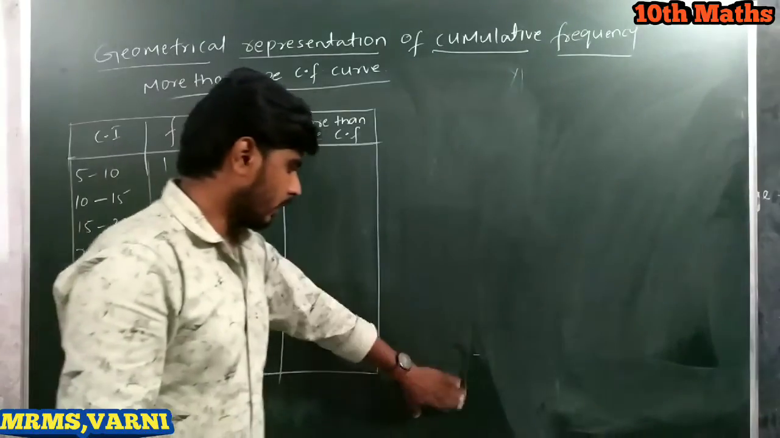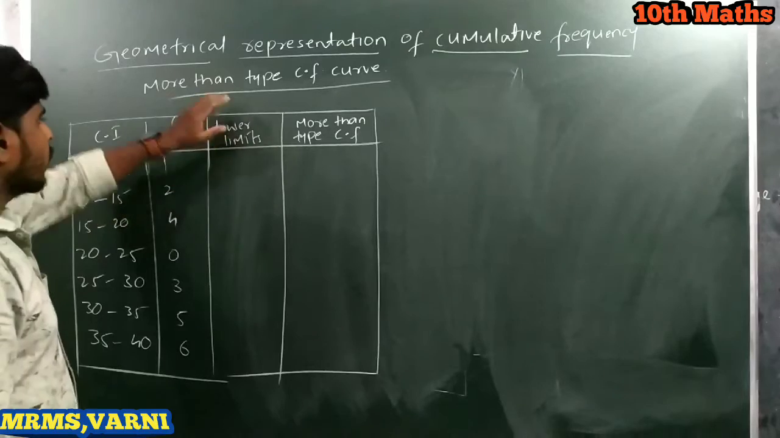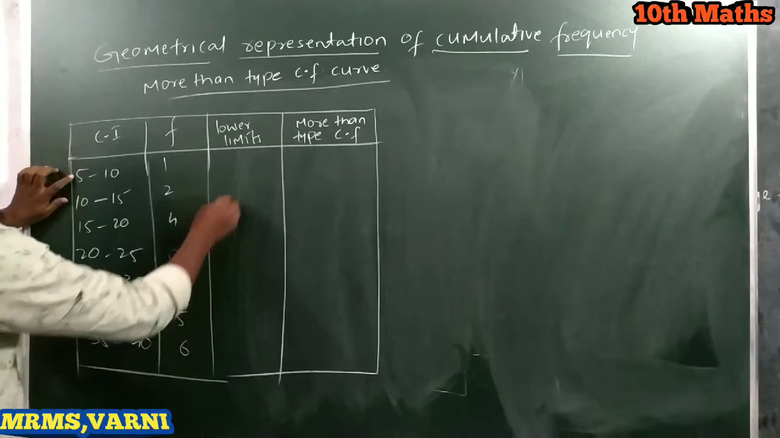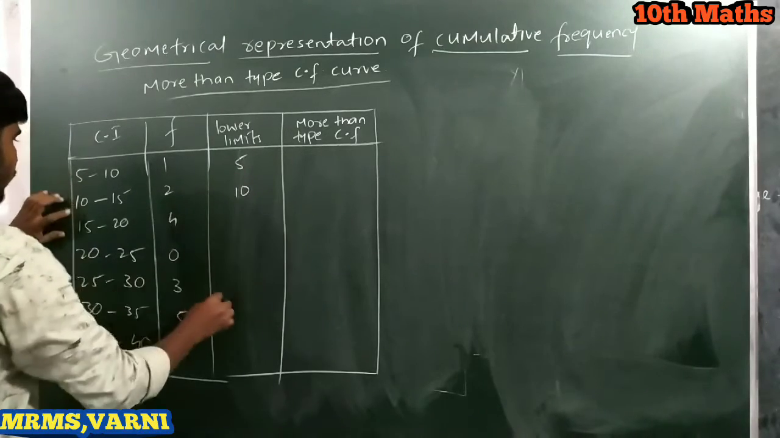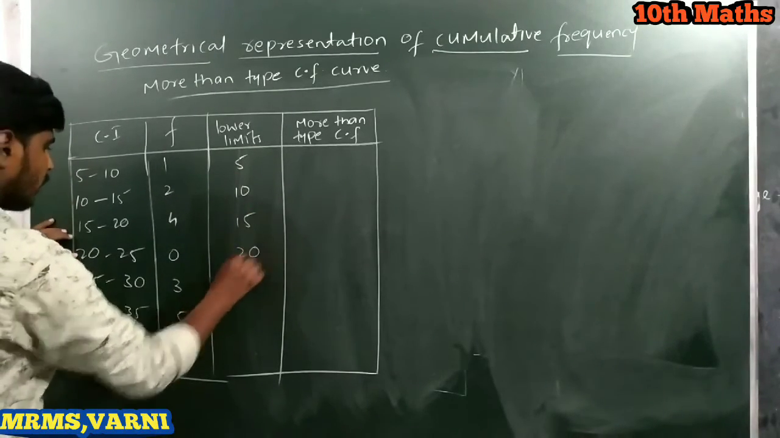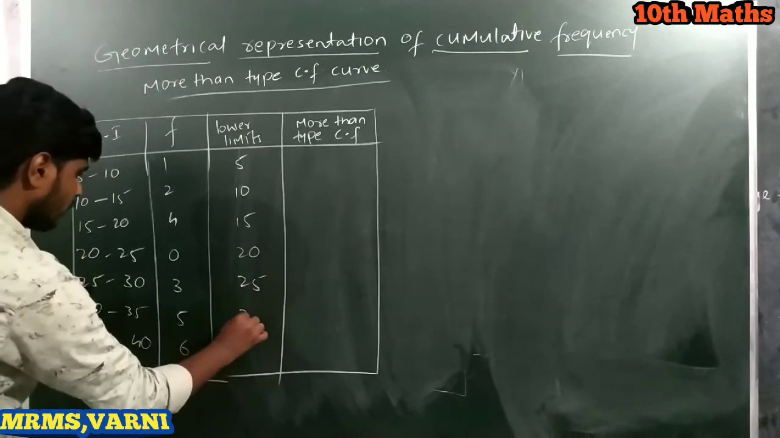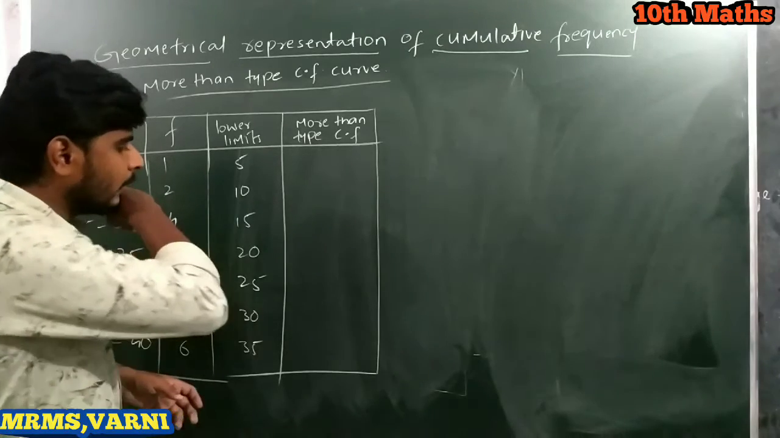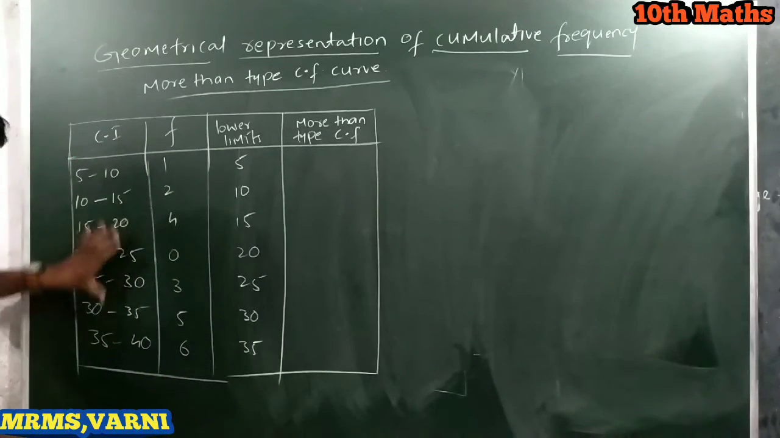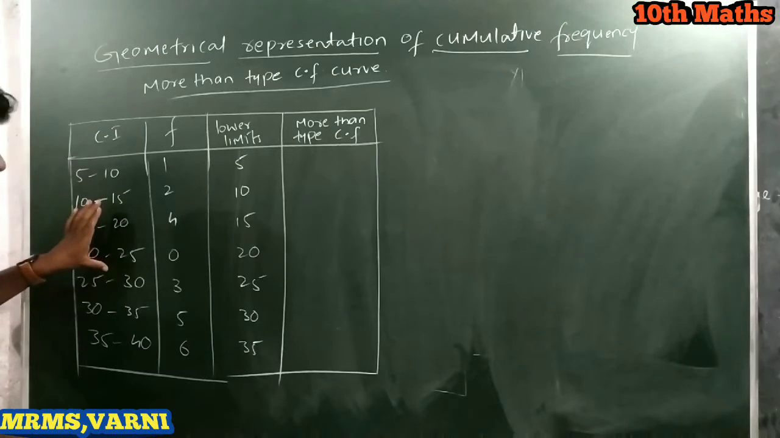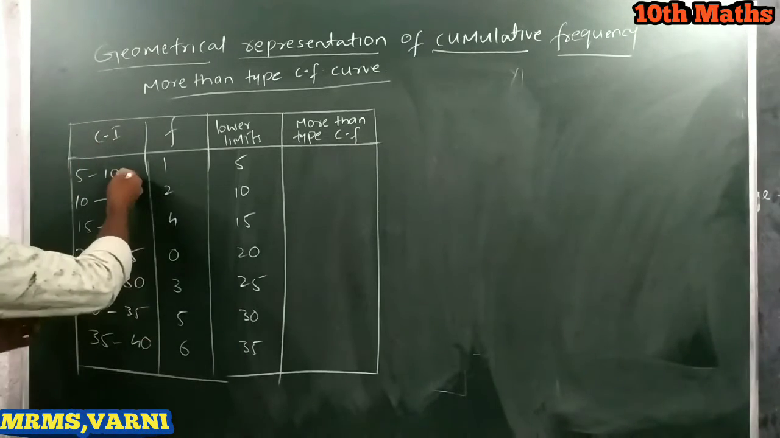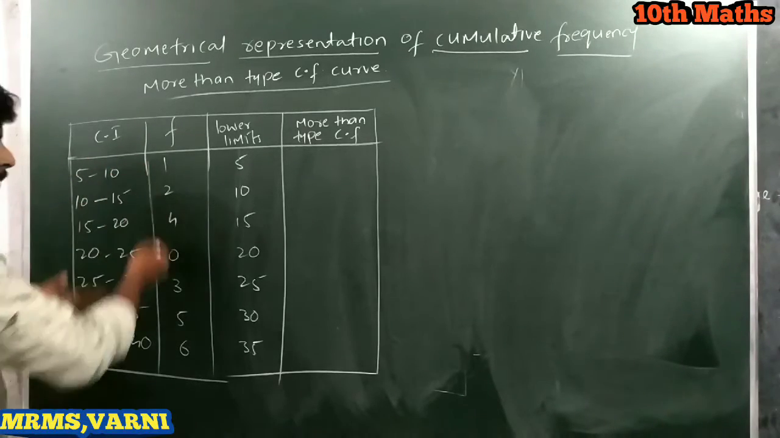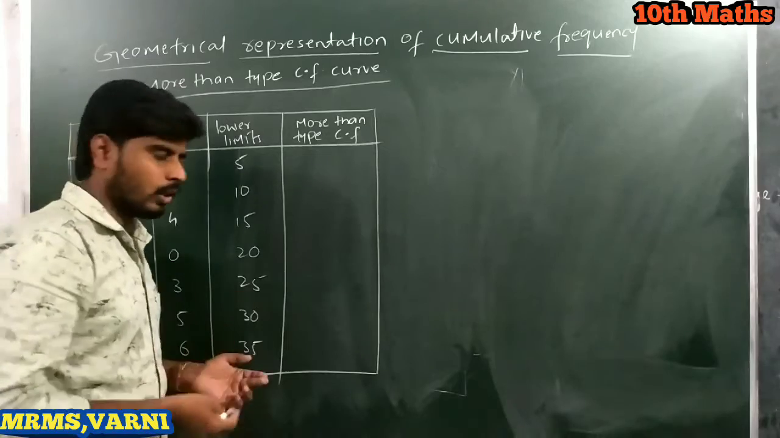So here for more than type we take lower limits on the x-axis. So what are lower limits? 5, 10, 15, 20, 25, 30, 35, isn't it? These are the lower limits. And remember one thing, the classes must be in the continuous form. It means exclusive classes. The upper limit and the next succeeding class lower limit must be same. That is called continuous classes, or we can call exclusive classes.